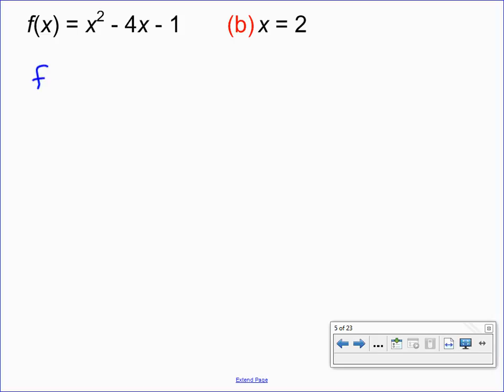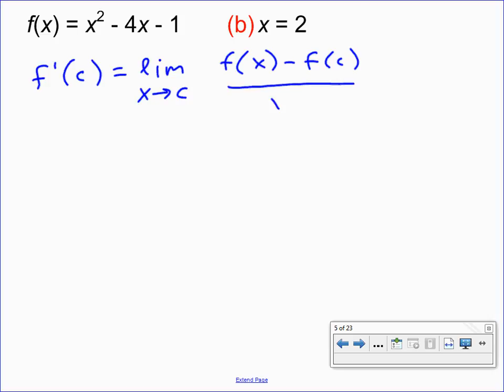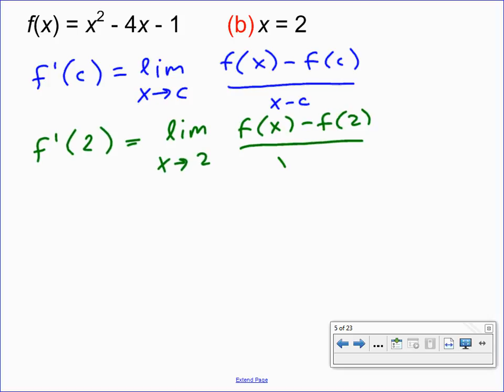I know that f prime of c is given by the limit as x approaches c of f of x minus f of c all over x minus c. In this case, I want f prime of 2, the value of the first derivative at x equals 2. So what will we do? We'll go to our original: the limit as x approaches 2 of f of x minus f of 2 all over x minus 2.